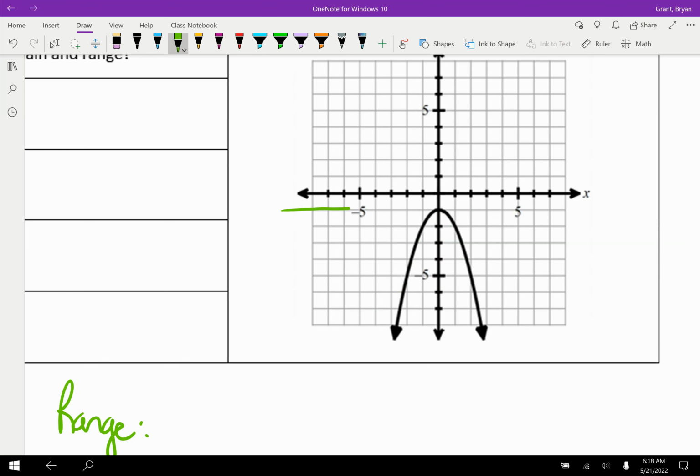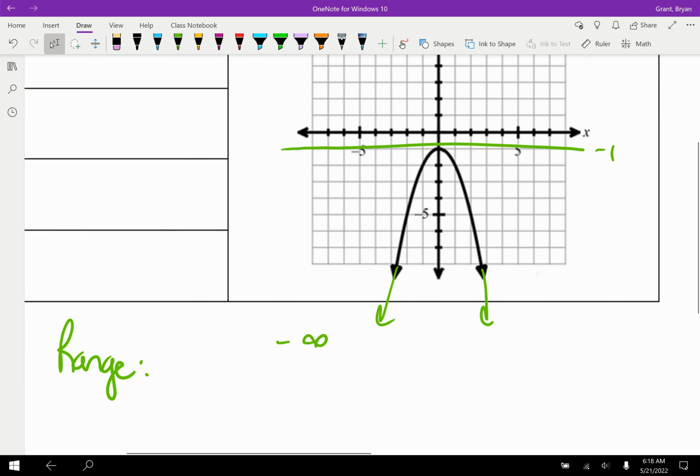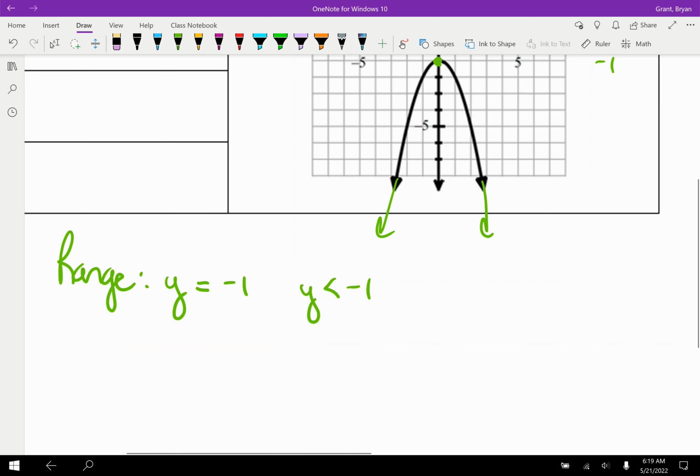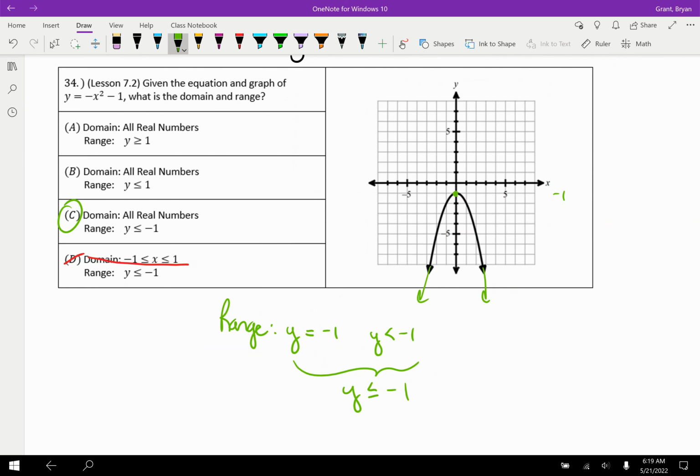And the highest my graph ever gets is negative 1. The lowest my graph ever gets, well, because of these arrows, it goes infinitely low, so we say negative infinity. And so that is actually our range. We could say that the range, the y values, start at negative 1, and they can be equal to negative 1 because there is a point at negative 1, right? So we can be equal to negative 1. But then we are also below negative 1, so we can say that y is less than negative 1. Now, the way that we write that together is we say that y is less than or equal to negative 1. And so we should have our answer over here, which looks like C.